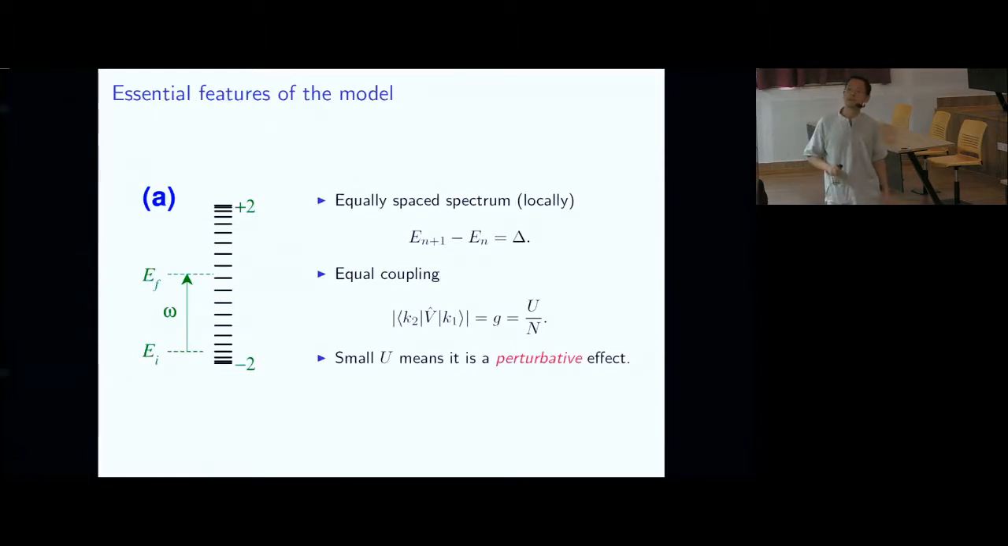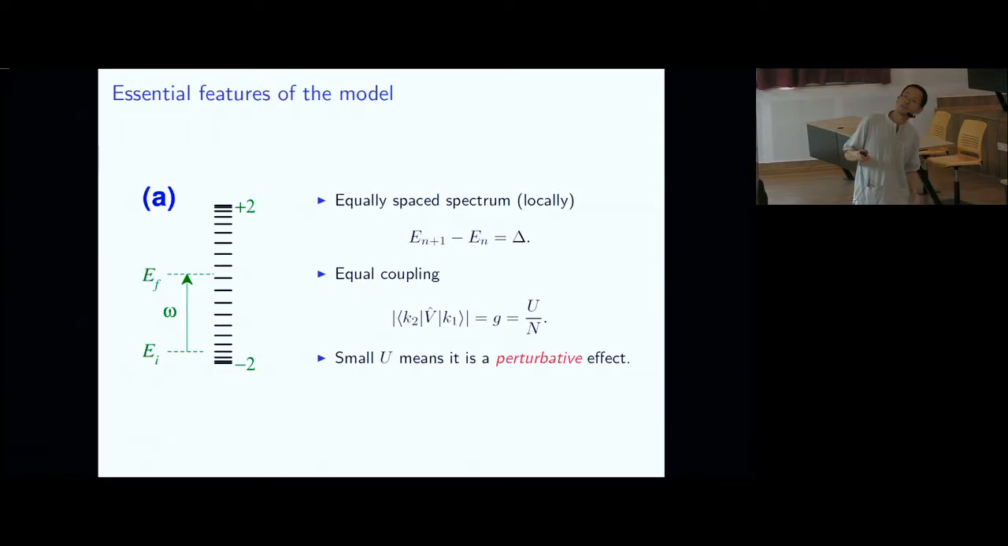So we have tried to understand this phenomenon analytically. First, let us notice some essential features of this model. Here we have the energy spectrum of the tight-binding band in the model. It's from -2 to +2. Overall, the spectrum is not uniform.